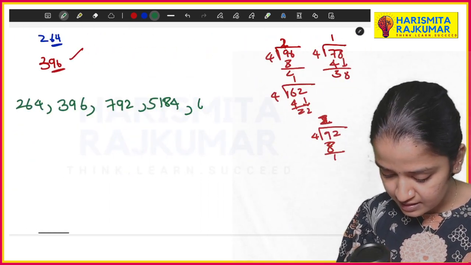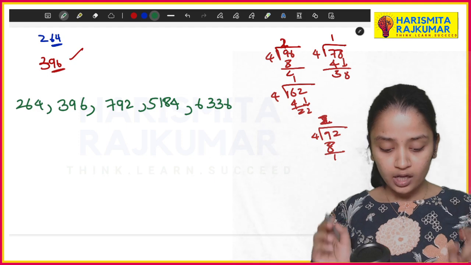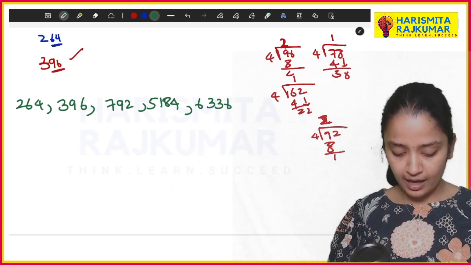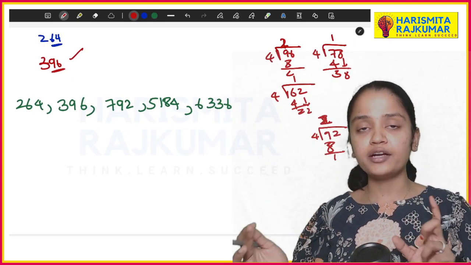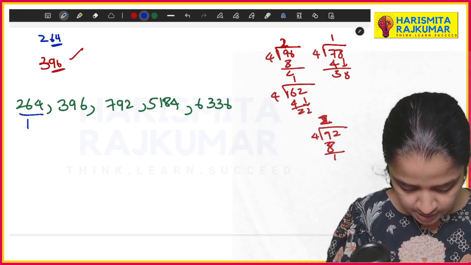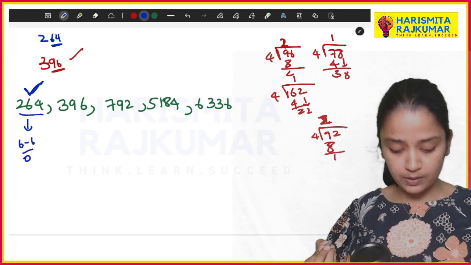Then 6336 is divisible by 4 and 3. Okay. Now you have to check for 11, right? So when I'm checking for 11, I have to add the odd digits and subtract the even digits. So when I check this, it will be 6 minus 6, which is 0. So this is divisible by 11.